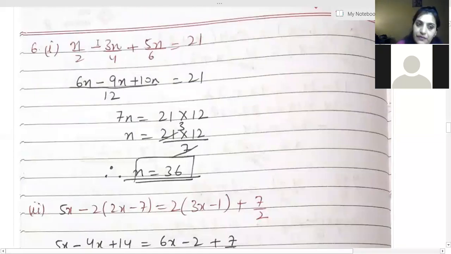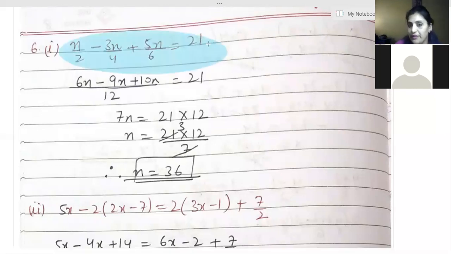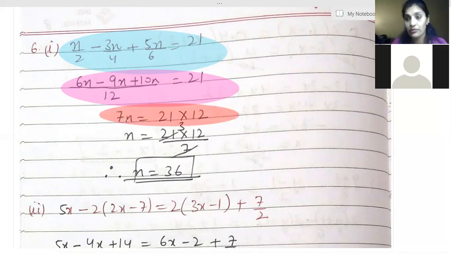Now the first part is saying n by 2 minus 3n by 4 plus 5n by 6 is equal to 21. So the first step will be taking the LCM. LCM is coming out to be 12. So it becomes 6n minus 9n plus 10n upon 12 is equal to 21. On solving this, I am getting 7n is equal to 21 into 12. Now this 7 will go to the denominator. So n will become 21 into 12 upon 7, which means 36. Our n is coming out to be 36.